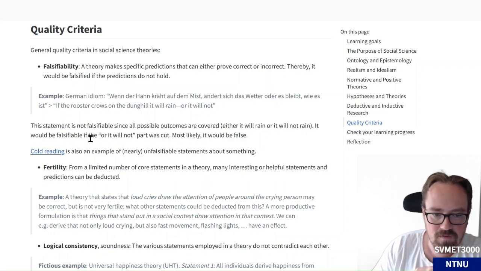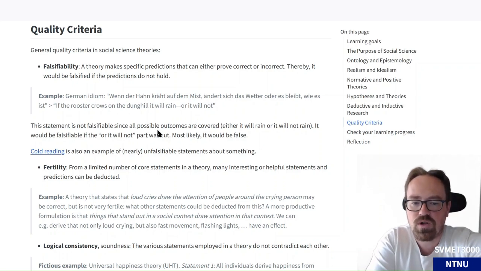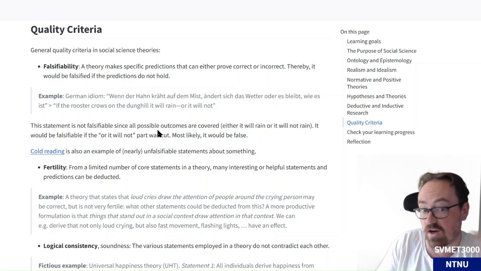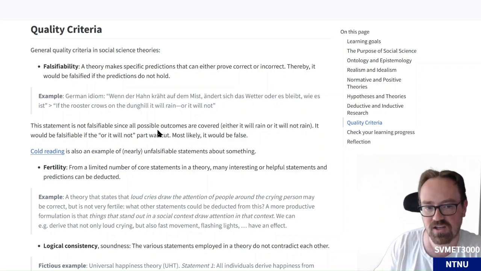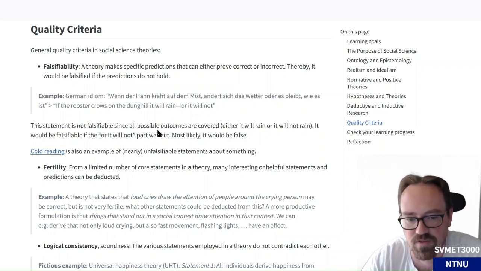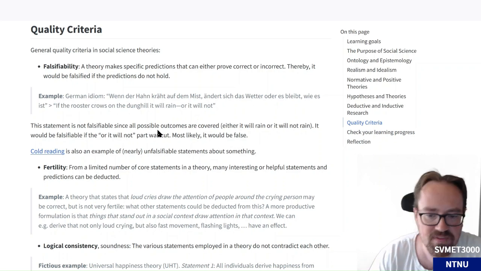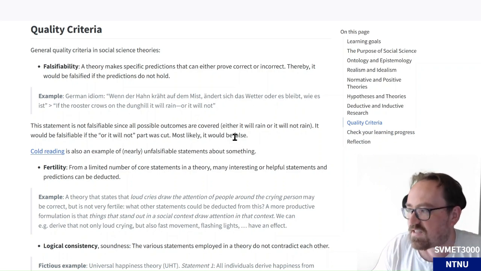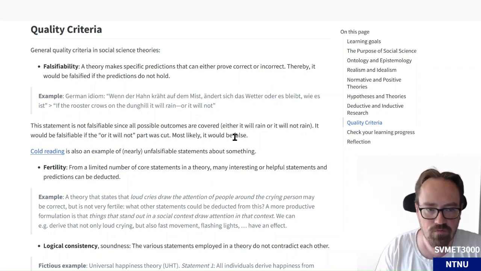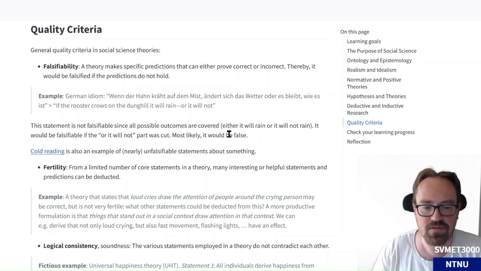It would be falsifiable if the "or it will not" part was left out. So: if the rooster crows on the dunghill, it will rain. That's a perfectly suitable hypothesis, even though it's most likely false. But it's easy to show that it's false, and that means it's a good formulation of a hypothesis or a theory.